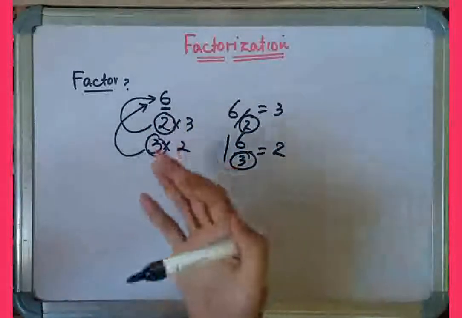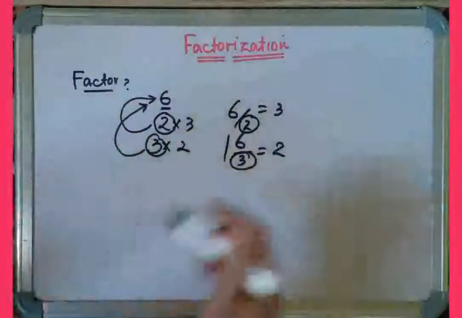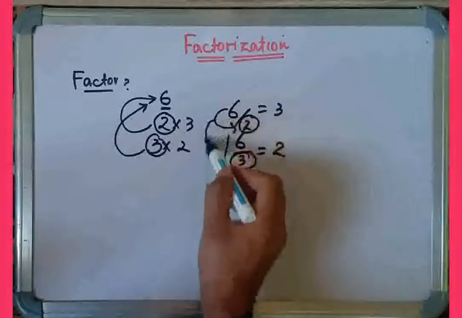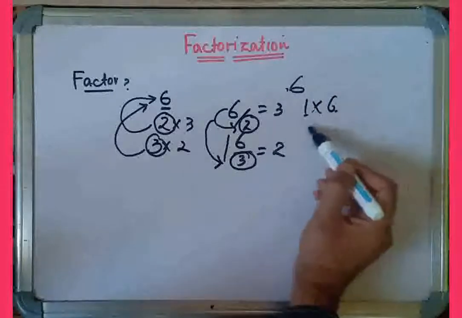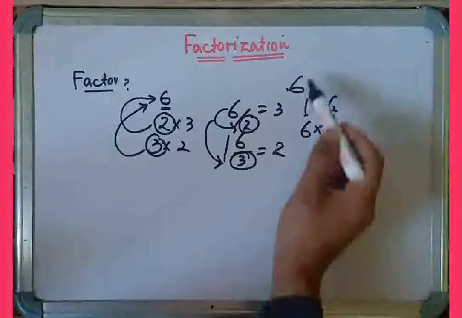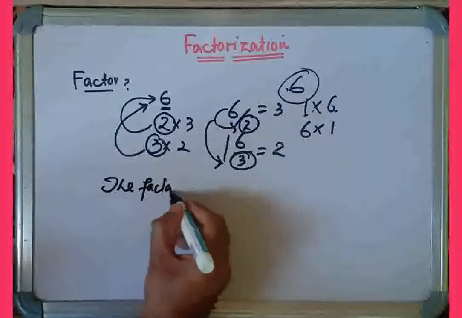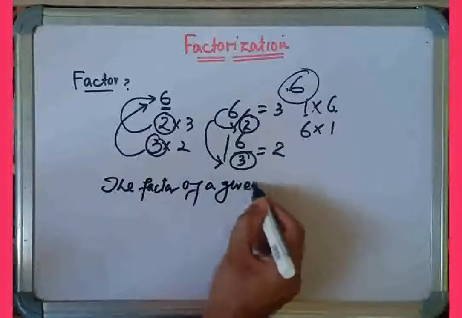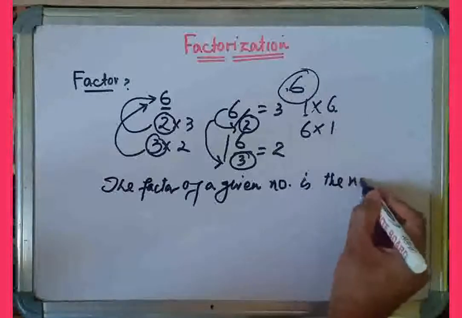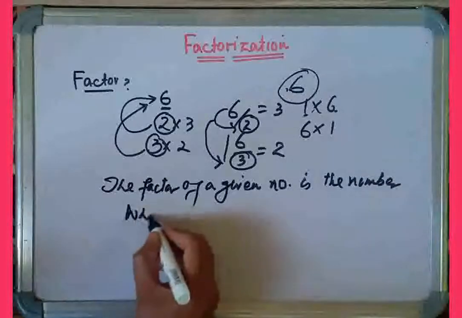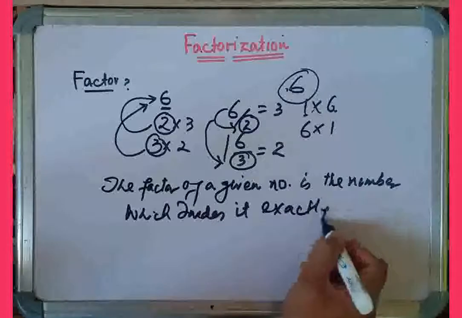So a factor of a number is the number which divides that number exactly. So a factor of 6 is 2, a factor of 6 is 3, and then a factor of 6 is also 1, or 1 into 6, 1 six is 6, right, 6 ones are 6. So these are the factors of 6. So the factor of a given number is the number which divides it exactly. That's called a factor, right?